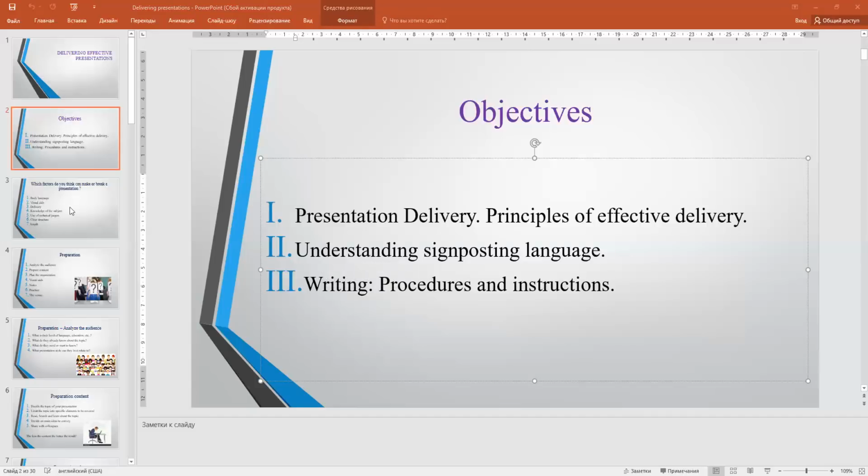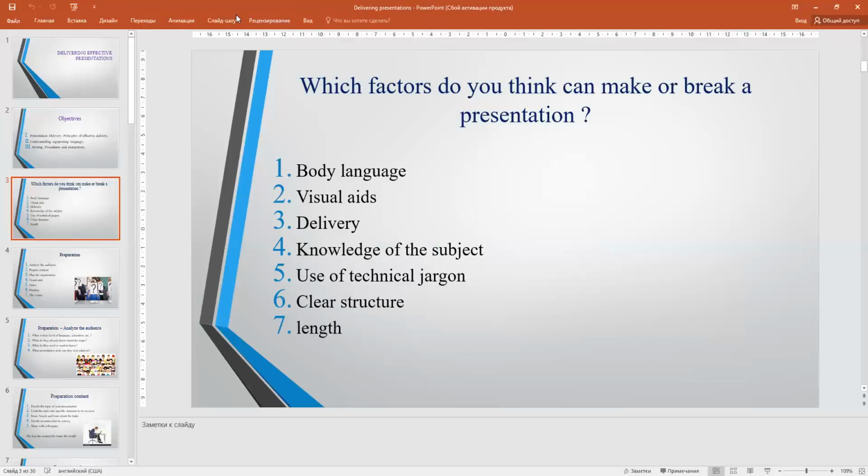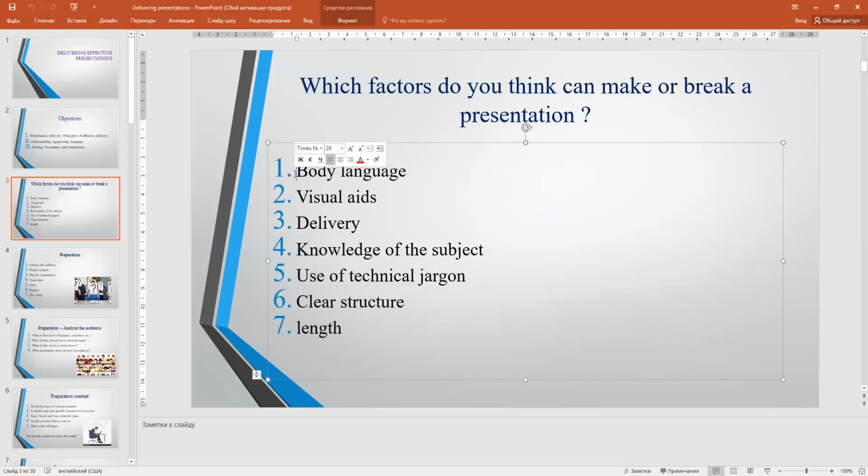So next, which factors do you think can make or break a presentation? Here are some factors that can affect the presentation delivery. The first one is body language. You should know how to behave appropriately in front of the audience. Body language can also convey meanings.